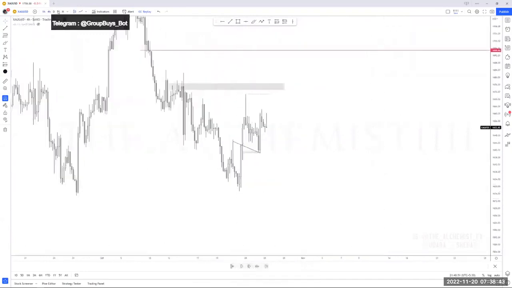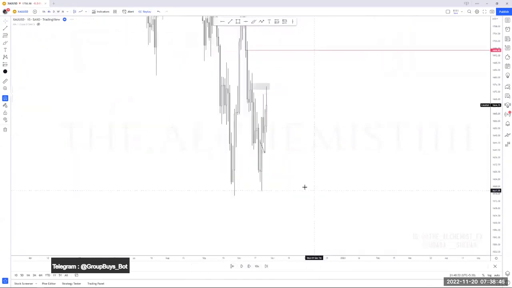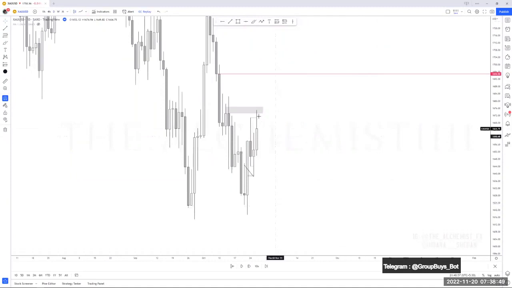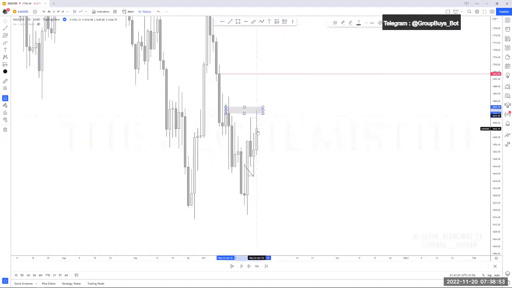So what happens? Now let's wait. Go to the daily. There it comes. What has happened? Price has tapped into this, closed below it. Can you see it?